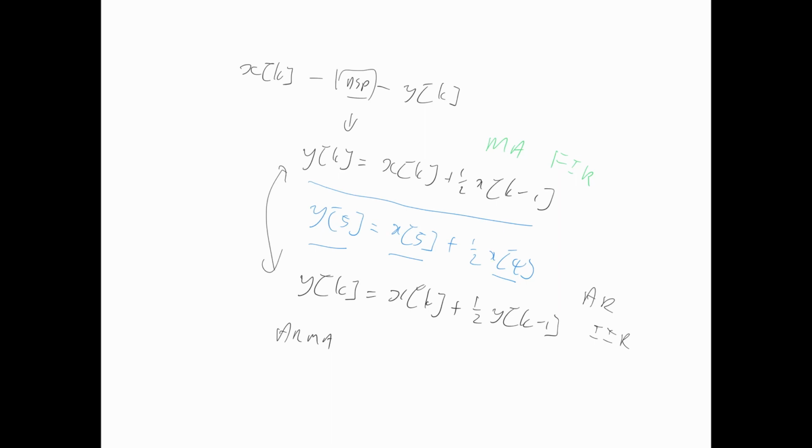So in other words, for this particular filter here, I can add on a quarter times x of k minus 2, for example. Now, technically speaking, you talk about ARMA filters when you look at statistical signal processing. However, I'm used to that terminology, so I will use it here as well.